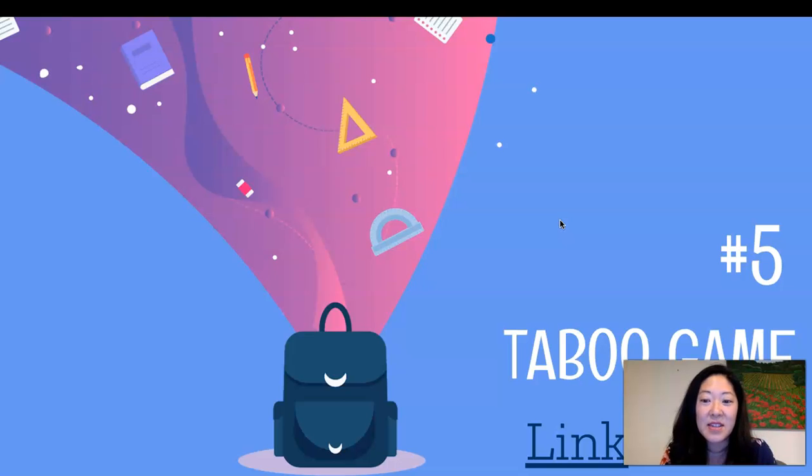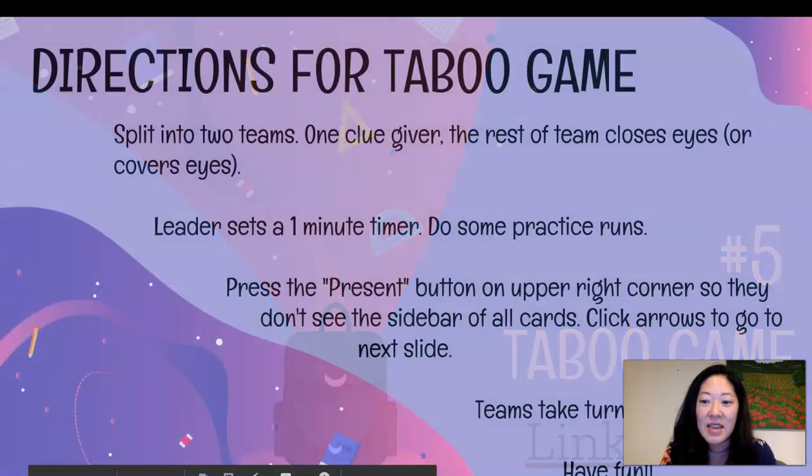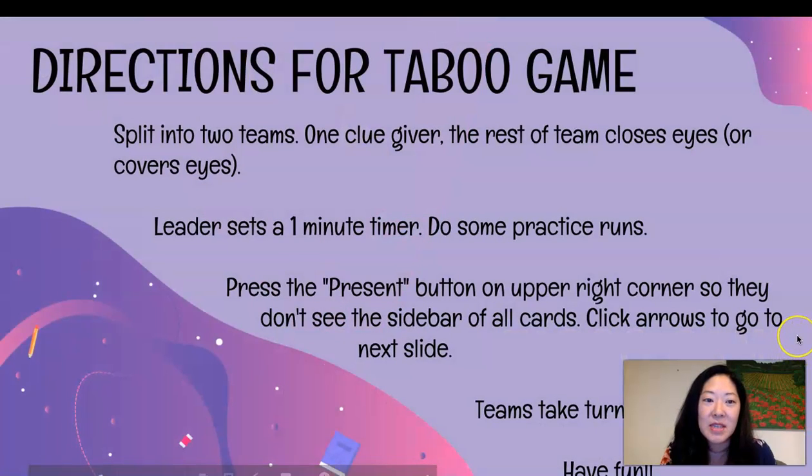Another game is called the Taboo game. It's a classic game. I'm sure many people have played it. And here's a link for some cards that I made for us. You split the kids into two teams, and you pick which person is the clue giver. The rest of the team has to cover their eyes, no peeking, while you show the card. And they have to keep their eyes closed the whole time.